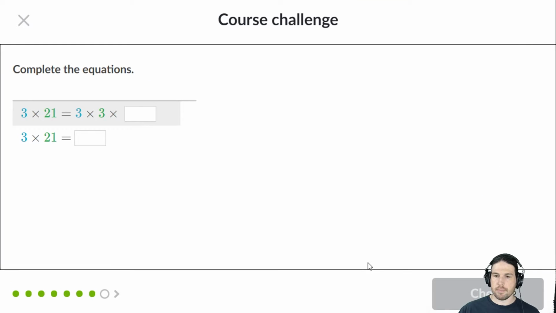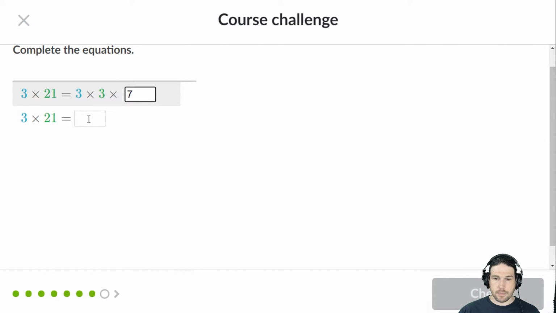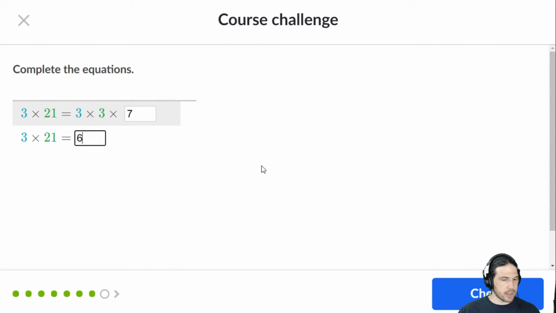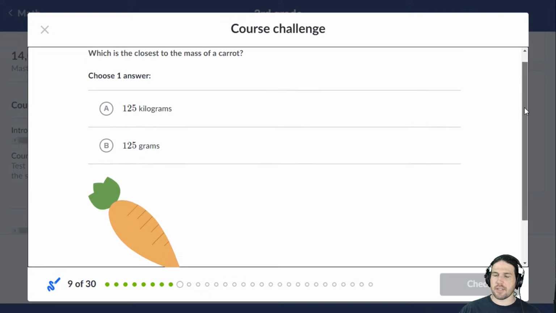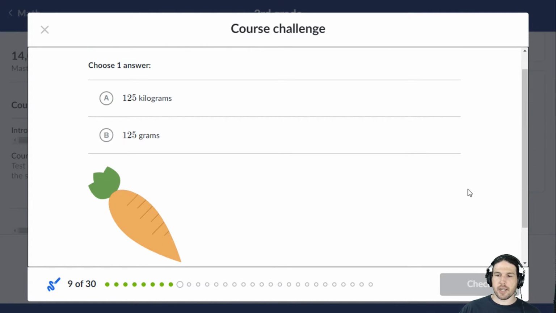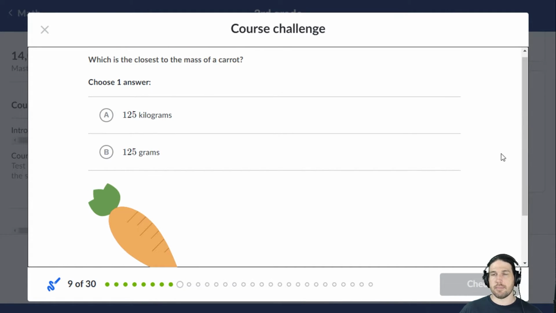Complete the equation. Well, that's 3 times 3 times 7. 3 times 21 is 63. Which is the closest to the mass of a carrot? 125 kilograms or 125 grams? Definitely 125 grams.